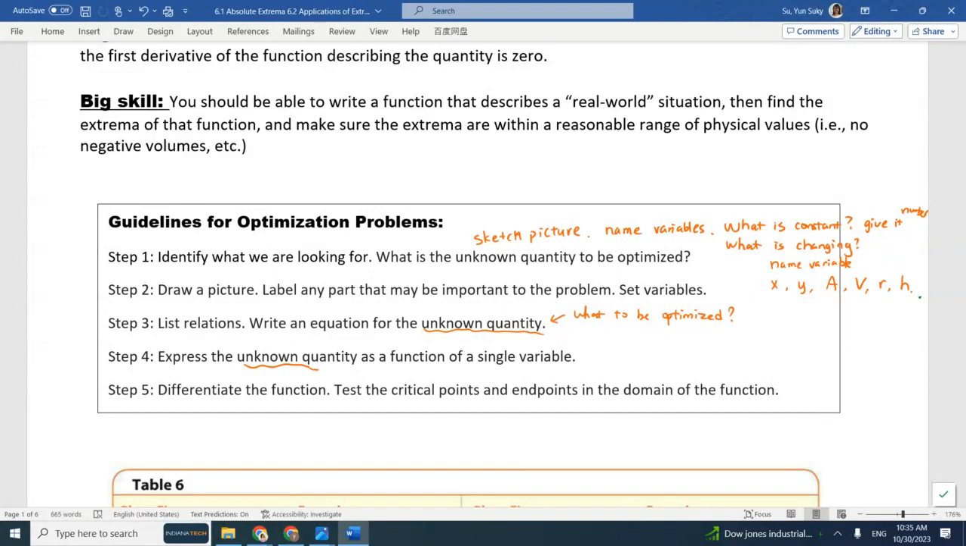but we only learned single-variable calculus. We haven't learned multivariable calculus. That's why you can only take the derivative of a function with one variable. So you want to express this unknown quantity as a function of a single variable. And then in step 5, you differentiate the function and find the critical points, and then use the first derivative test to figure out whether it's a maximum or minimum. Okay, everybody? So we have 5 steps.